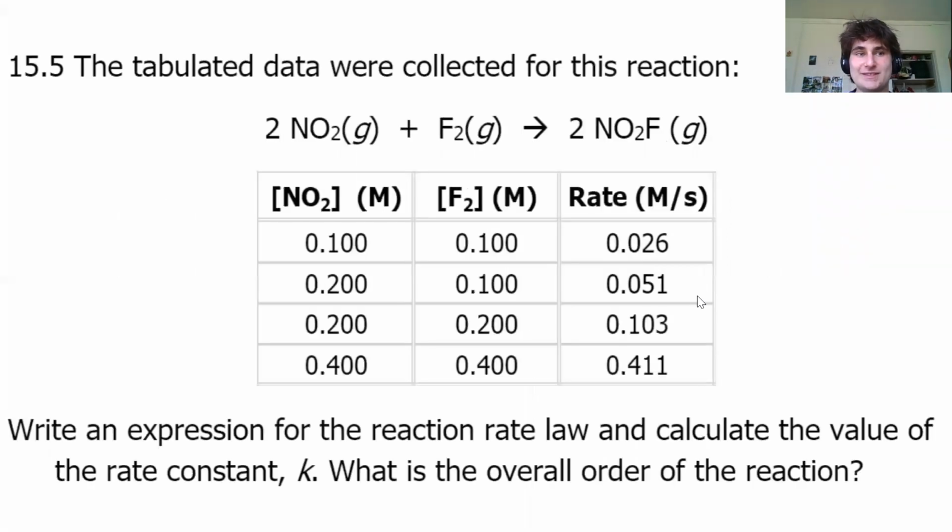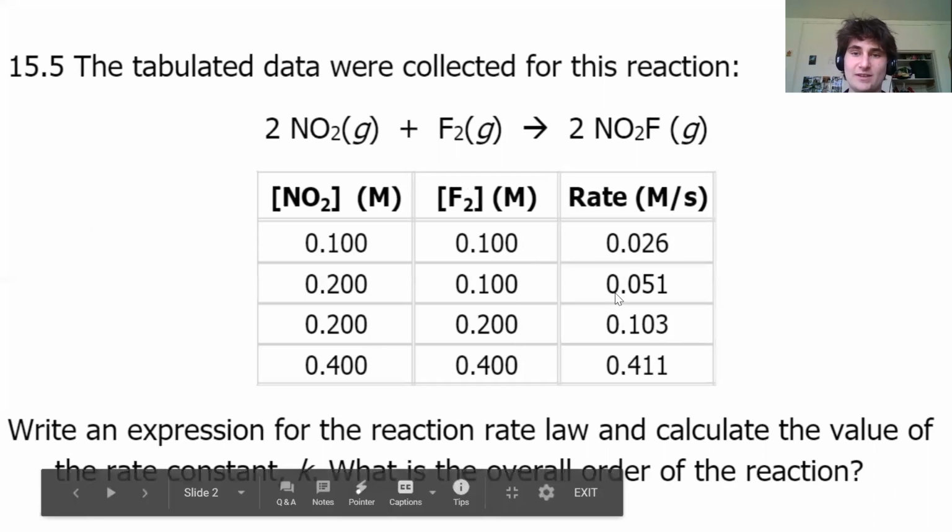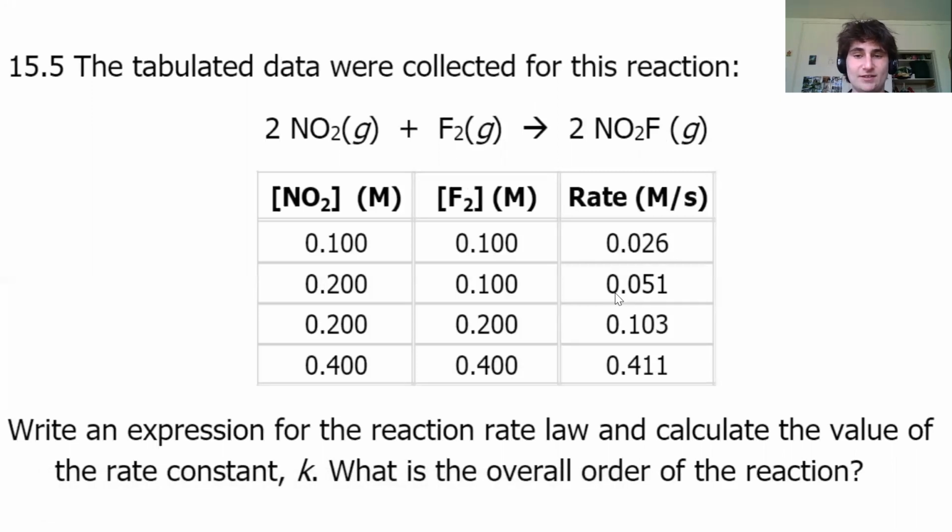So here's our problem. It states the tabulated data were collected for this reaction: 2 nitrogen dioxide gas plus 1 fluorine gas forms 2 nitrogen dioxide fluorine gas. And then we have the concentrations listed of NO2 in the first column, the concentrations of F2 in the second column, and the rate in molar per second in the last column. And the question is asking us to write an expression for the rate law and calculate the value of the rate constant K. What is the overall order of this reaction?